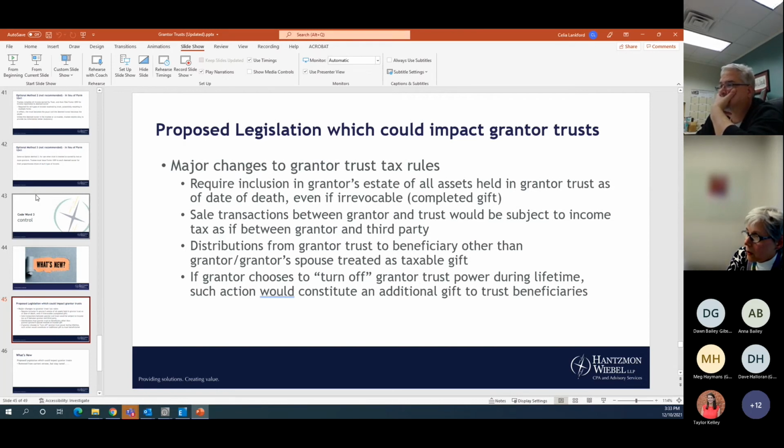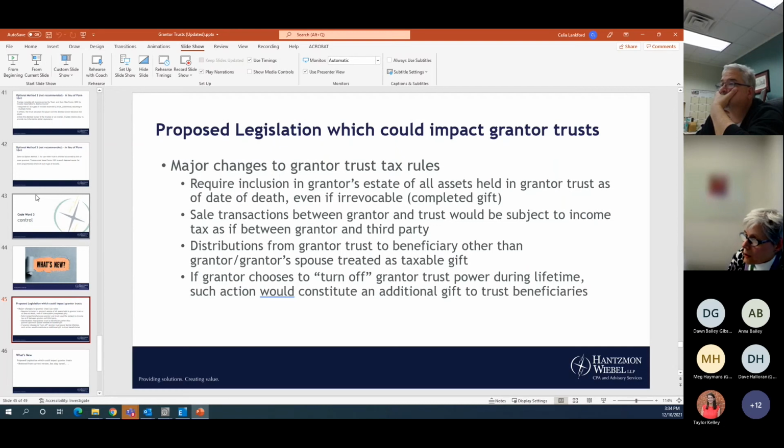Basically, they were saying you could treat all the assets in a grantor trust as a completed gift, even if it was irrevocable, which would mean that there would not be a step up. But also that you would not get it out of your estate. If you have to include it in your estate, then you just remove the assets. I'm sorry, you've made it taxable, subject to transfer tax.